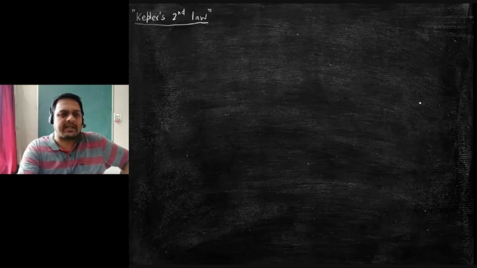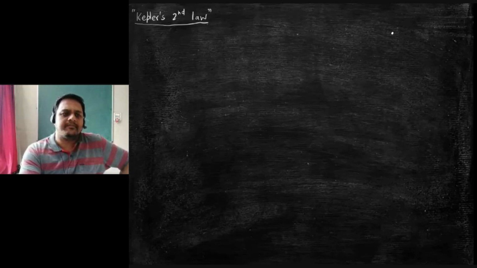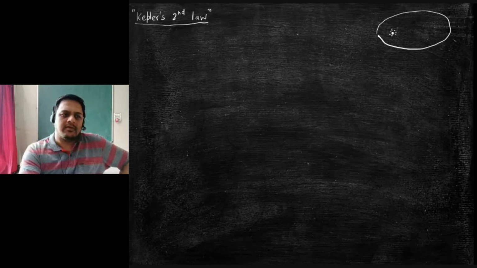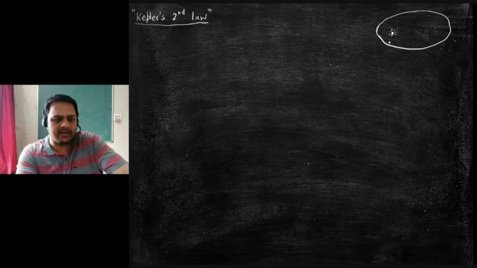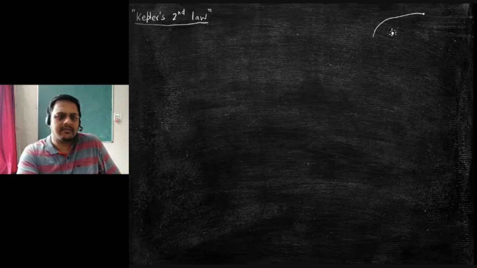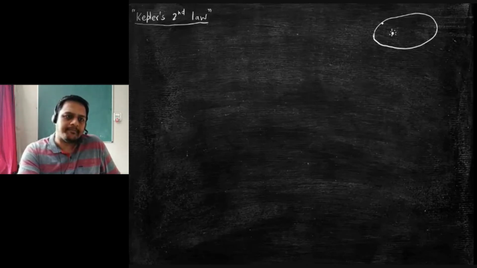Let us come to Kepler's second law. Does anyone know the statement of Kepler's second law? Yes, sir. A line drawn from the sun to the planet sweeps equal area in equal intervals of time. Very good. Excellent. So consider an elliptical orbit, and the line drawn from the sun to the planet in our language is basically the radius vector.